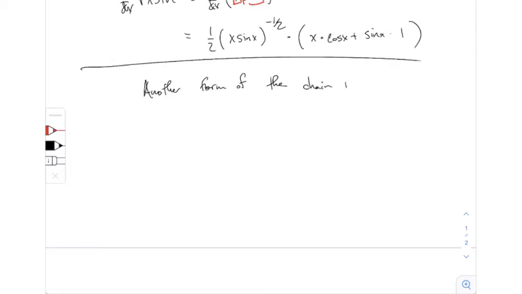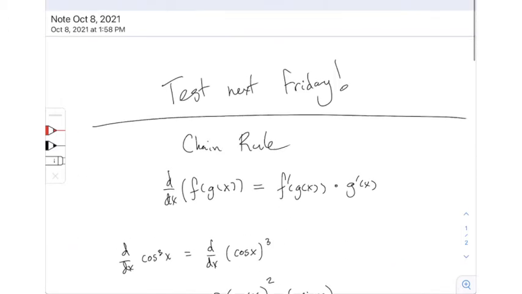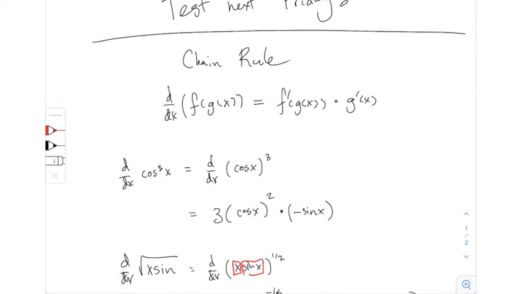Another form of the chain rule. The way that I wrote it before, this is not another form, this is just how we write. I don't need to write it again. The one that I wrote before is the one which uses the f primes, right? What if instead you want to write the derivative in the dy over dx form?